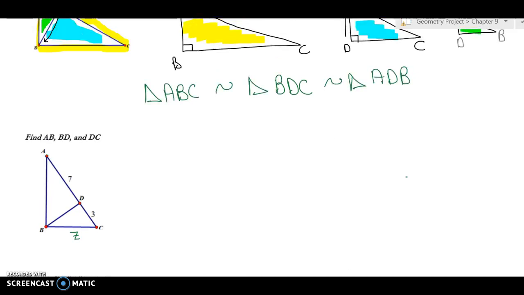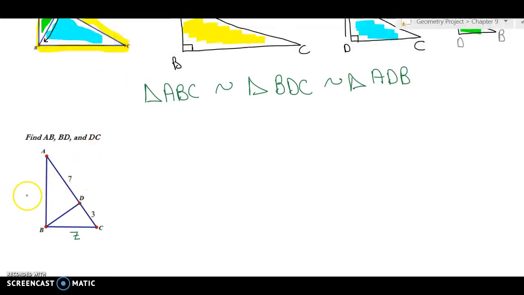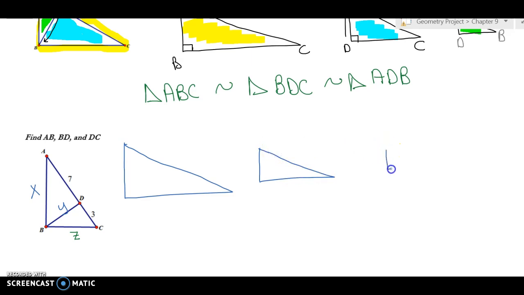Okay, so here's a problem that we need to do. We need to find all those sides. So we're going to say AB is X, BD is Y, and BC is Z. So I would start off by drawing your three triangles. There's the big one, there's the medium one, and there's the small one. And again, you want to make your long leg definitely longer than the others.